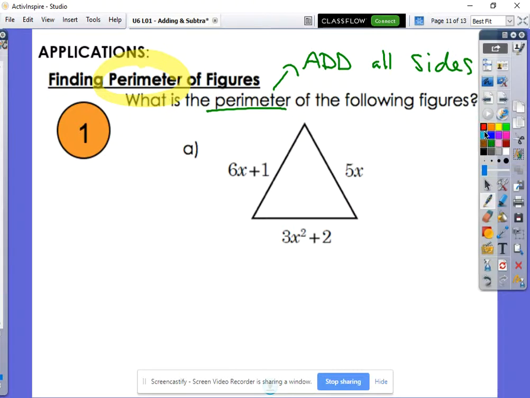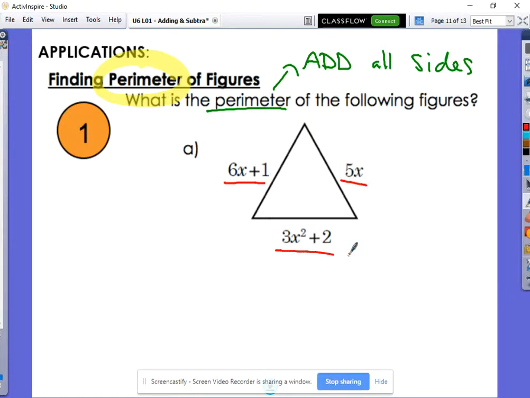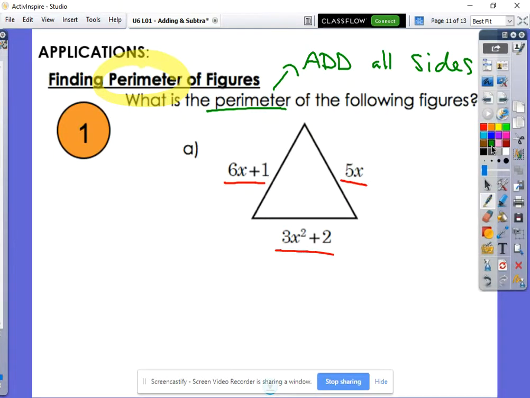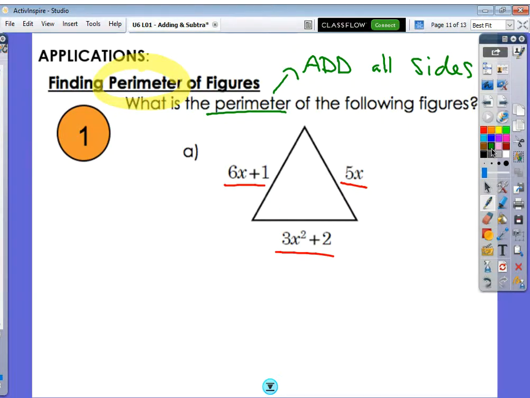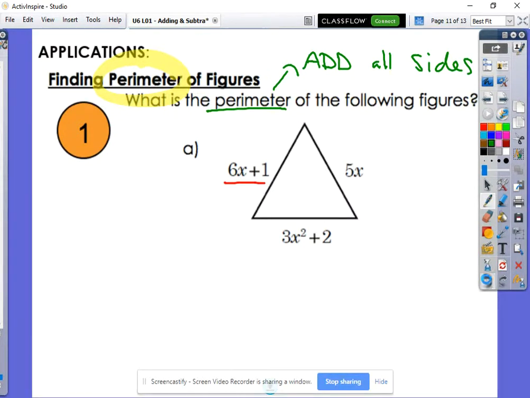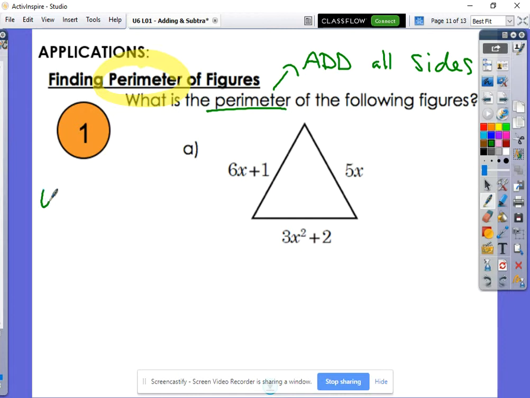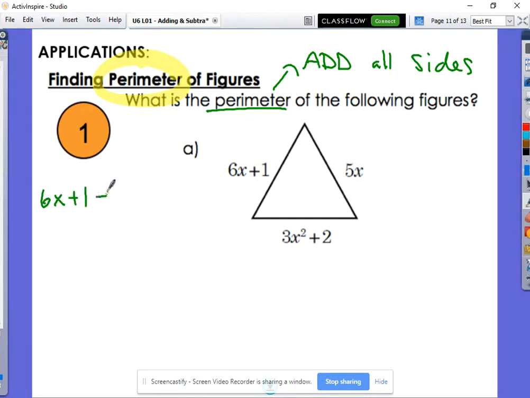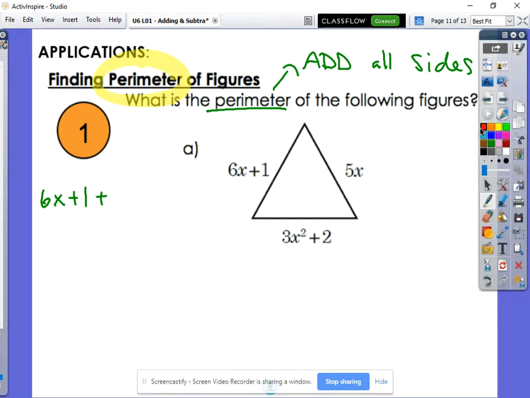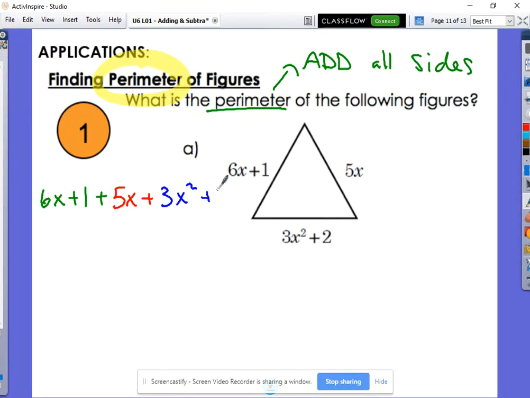So in a question like this, the first one is not hard at all. You're simply going to add this side plus this side plus this side. But you just have to make sure that you're doing it in standard form and combining like terms. So when I look at all these three sides, you have some options. If you really want to be careful, you could just write out the entire thing. So 6x plus 1, plus 5x plus, so those are my first two sides, plus 3x squared plus 2.